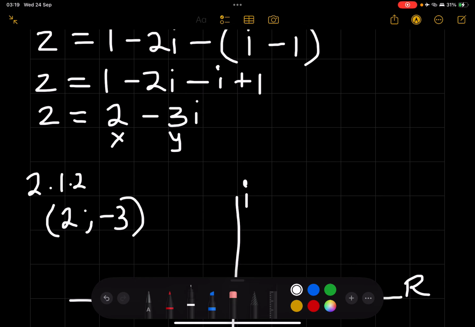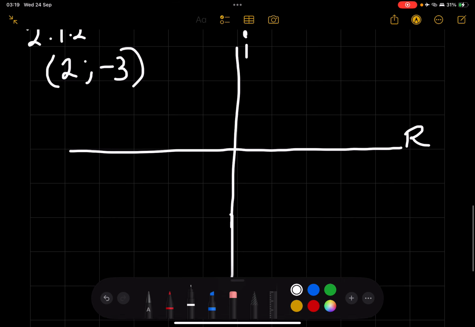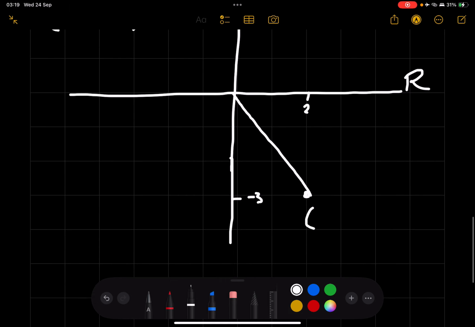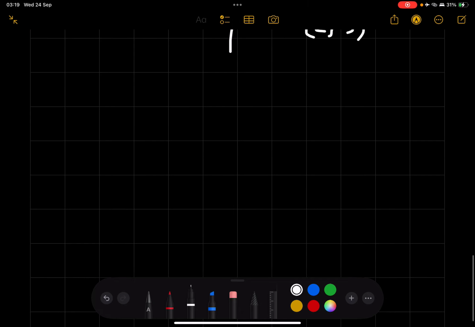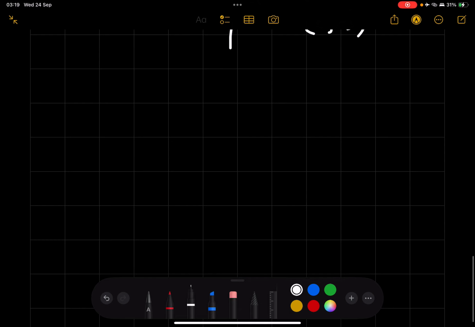Always remember we start with x then y. So I know that x, 2, is here, and then y, minus 3, will be there. So the point is there. And then we do this. Then we just show that that point is 2 coordinate minus 3. And we have shown it in an Argand diagram. Right. Now let's go to the next question.